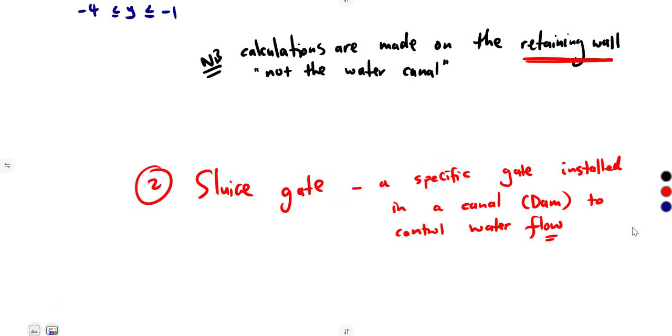So you only work out that part, not all the gate. For calculations, our retaining wall, same as the sluice gate, you only do calculations on the sluice gate, not the whole canal shape. Remember, the sluice gate takes the shape of the canal, but it's not a canal. It is a part made having the shape of the canal, but it's not a canal.